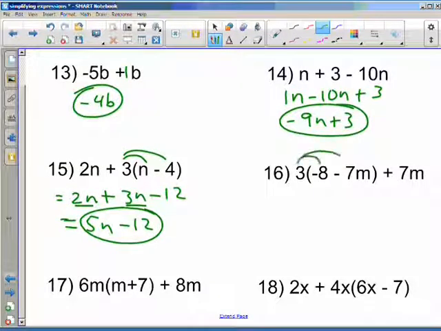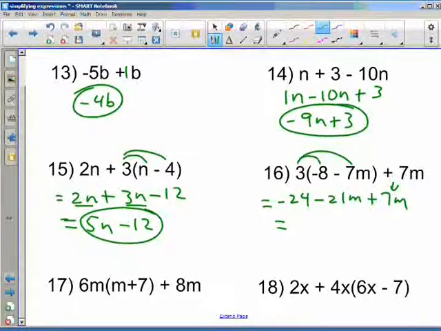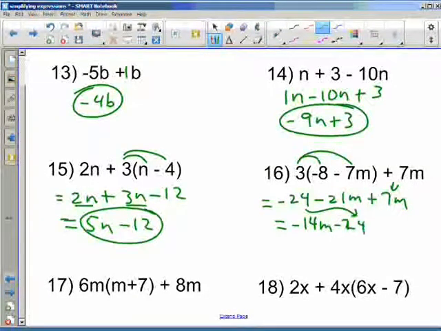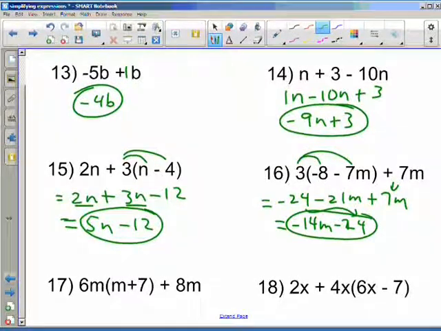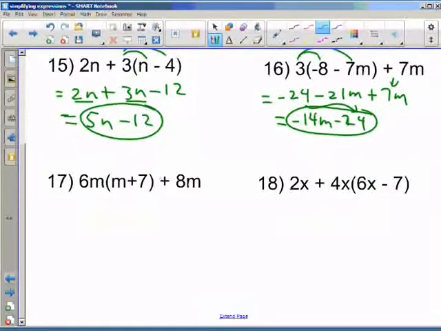Come over here, again distribute, negative 24 minus 21m, and then just bring down the plus 7m. I like to have my variable term first. I get a negative 21 plus 7 is a negative 14m, and then bring down the constant minus 24. The order won't matter. Negative 24 plus or minus 14m would be the same answer. Go ahead and try 17 and 18, and we'll move on.